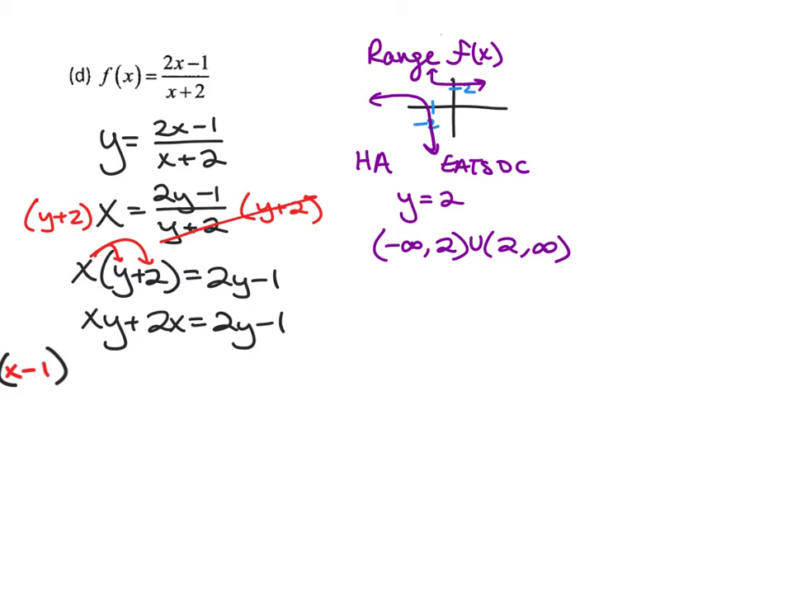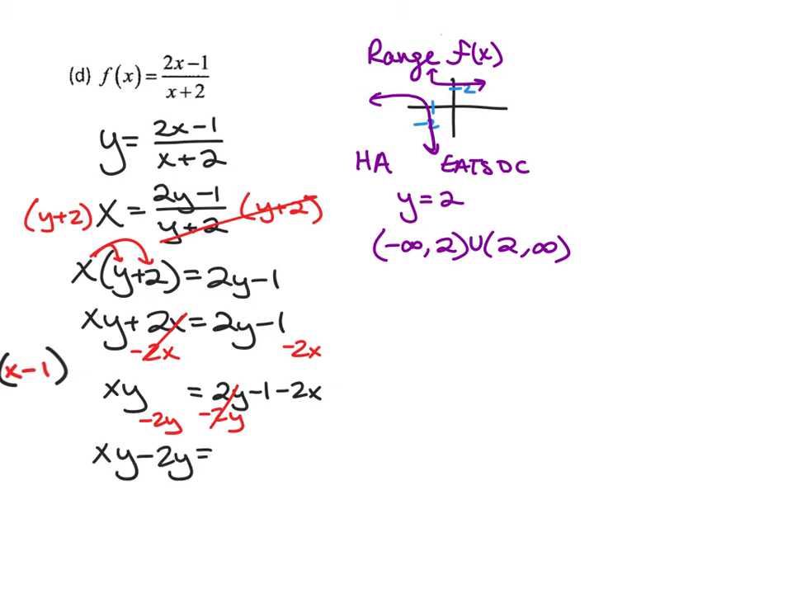I'm going to show this next part in 2 steps because I think I lost some of you on the last one. I'm going to subtract 2x from both sides. That would give me xy equal to 2y minus 1 minus 2x. And because I'm trying to solve for y and get all the y's on the same side, I'm going to subtract 2y from both sides. Okay, that means I have x times y minus 2y equal to negative 2x minus 1.